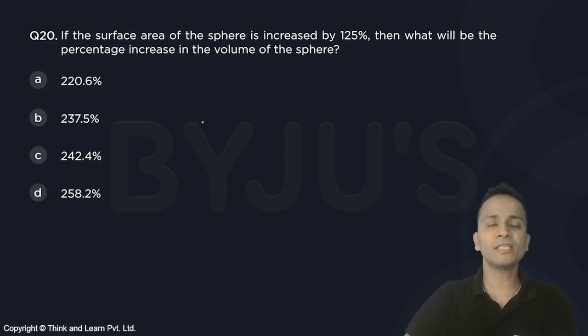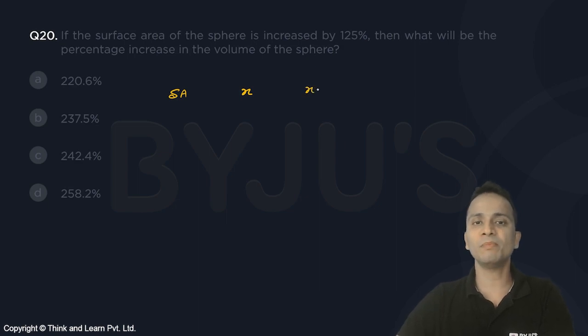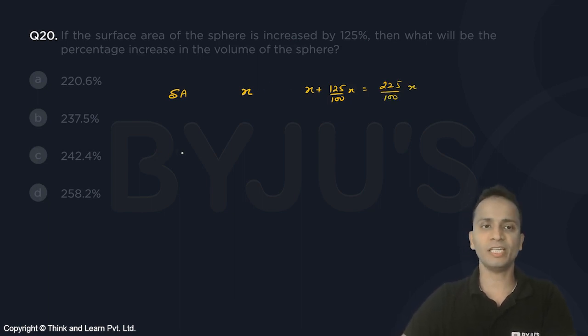So now let's handle this question. So they are saying that surface area, let's say earlier it was X, has increased by 125%. That means it has become X plus 125% of X. So that means it becomes 225 upon 100 X. So this is about surface area.